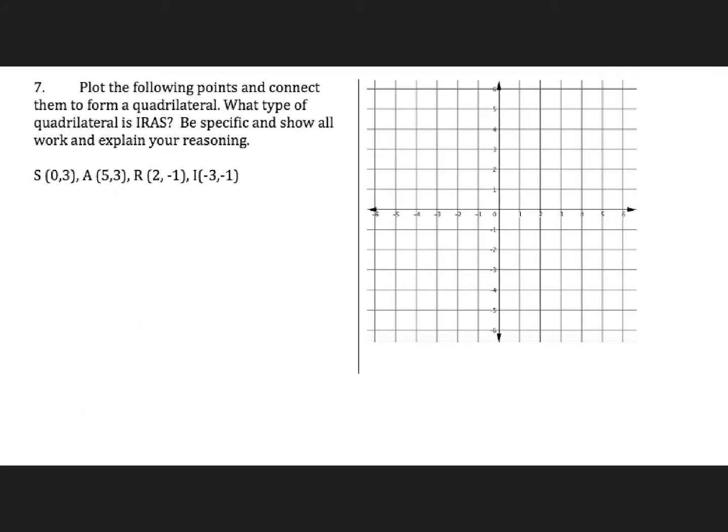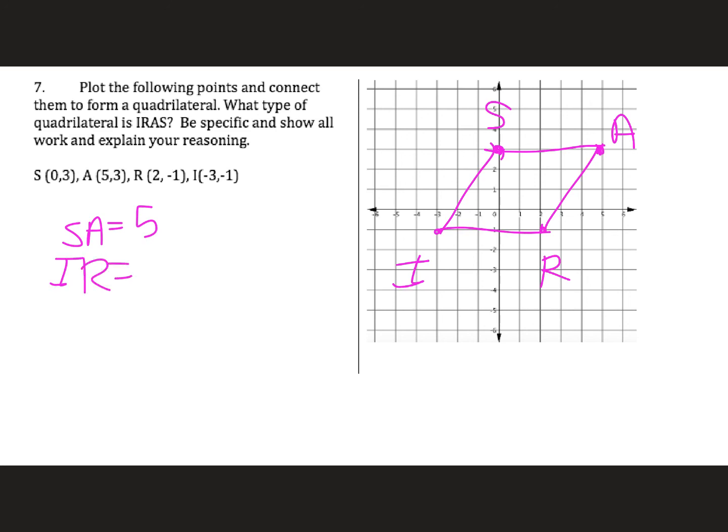Plot the following points, connect them. Then we have to figure out what kind of quadrilateral we have. So we have S at 5, 3, and A at 2, -1, and R at -3, -1, and I. Alright, so when I'm doing this, I want to find some lengths. So SA, I can count, that's 5. IR, that's also 5.